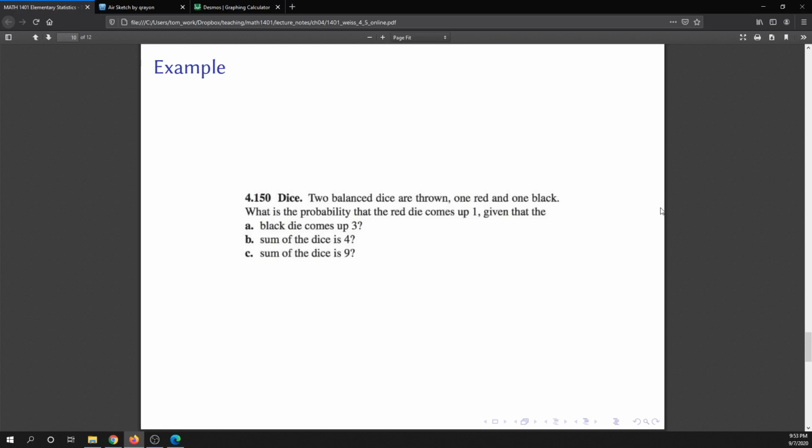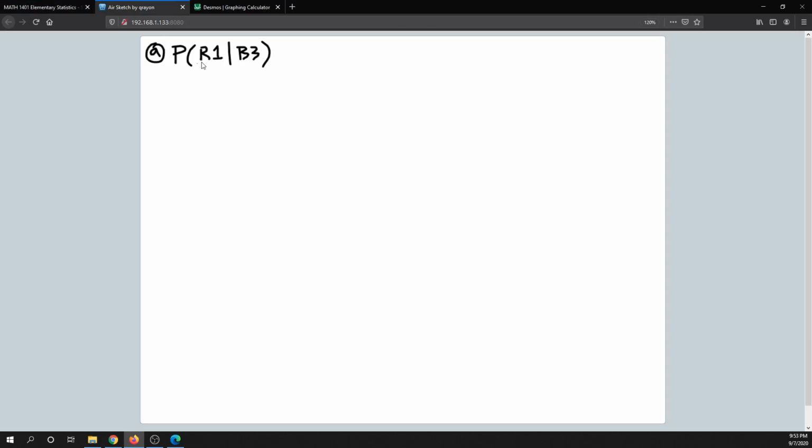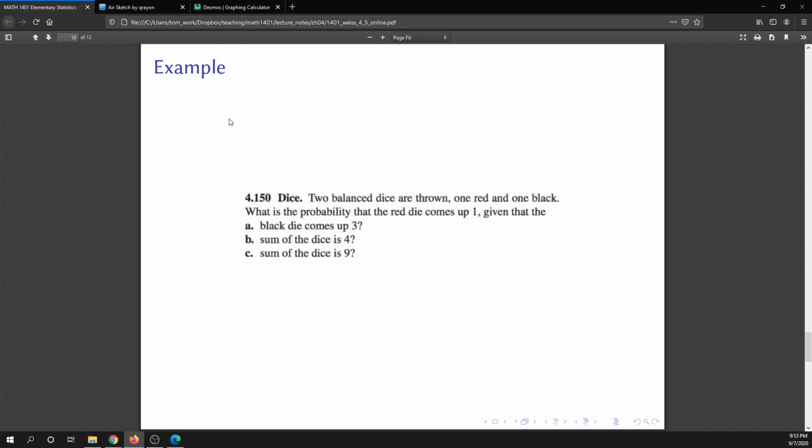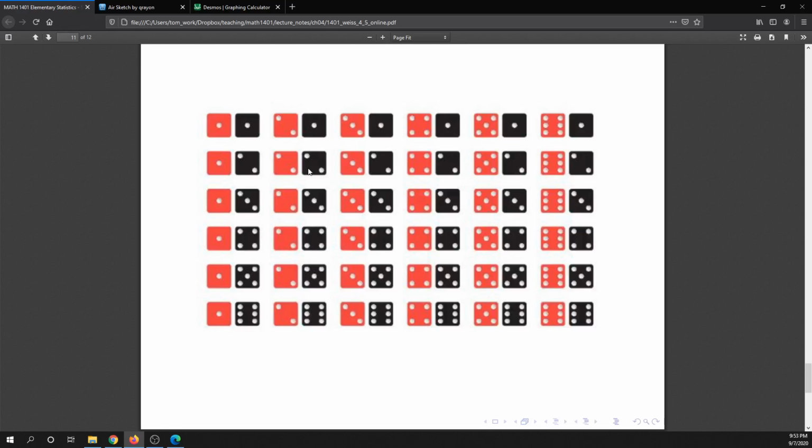Given that the black die comes up to be a 3. All right, so that's what we want. What's the probability of a red 1 given that the black die comes up 3? And to make this problem a little bit easier, I've drawn the sample space out. So this is the sample space for the entire problem, and I'm going to have to draw on this. So let me take a picture of it.